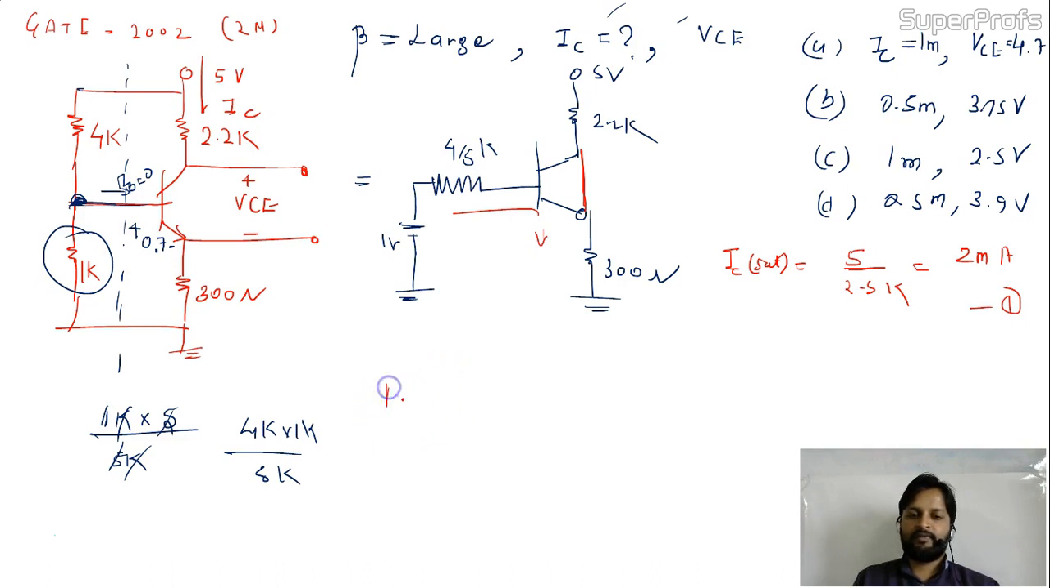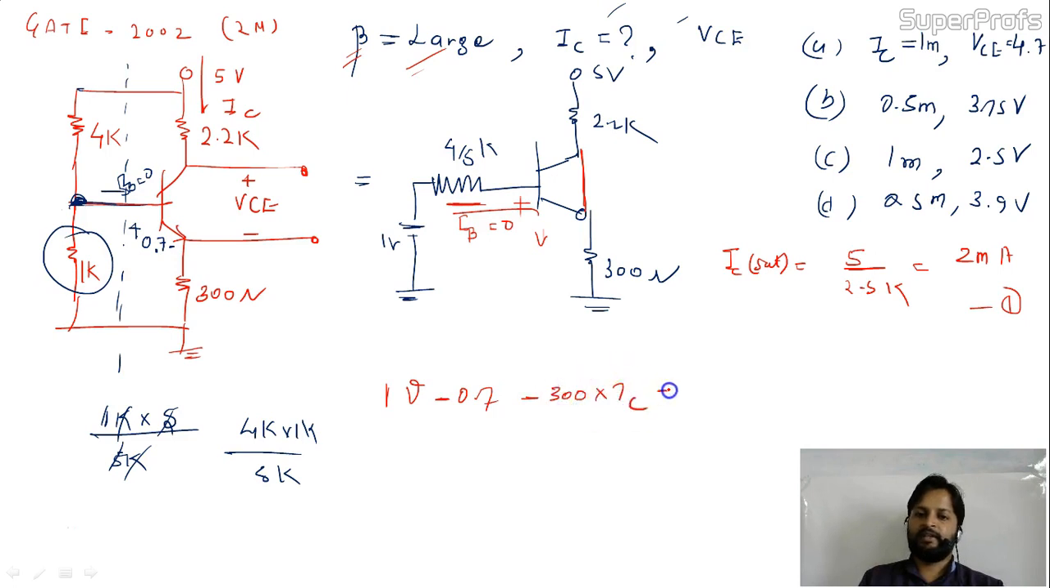So this is 1 volt and 1 volt, and there is no drop in it because IB is 0 for a very high or large value of beta. Here I'm getting minus 0.7, and here I'm getting 300 into IE equal to 0. This IE is equal to IC. Last time I told you this concept that whenever beta is large, IB will be 0. When IB is 0, IC equals IE, if you remember.